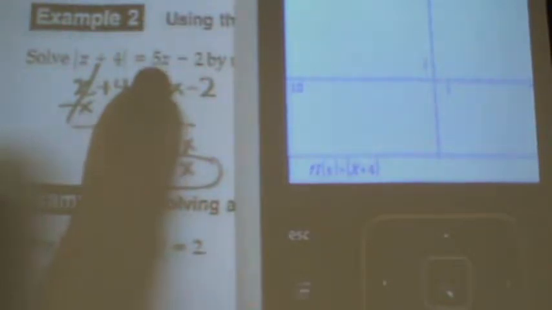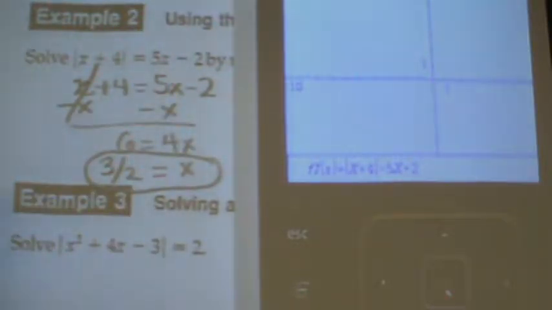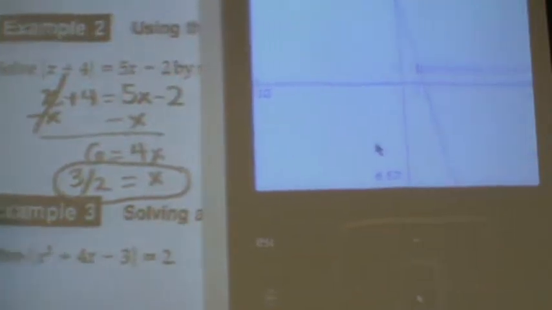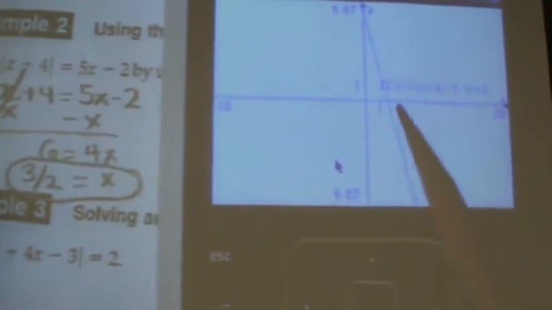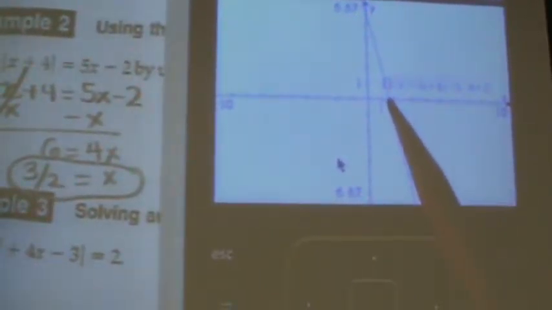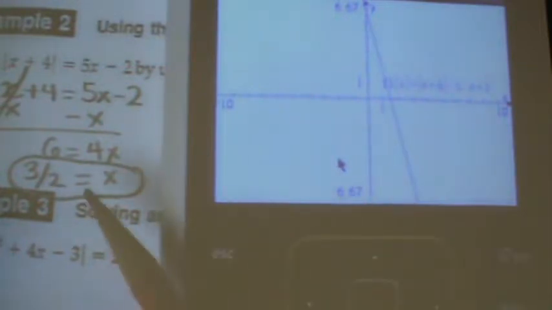And then outside of the absolute value, what are you going to type in? Minus 5x plus 2. Why? Because you want to set it equal to 0. Plus 2. Are you with me? Next, what do I do? Hit enter. Bang, there's your answer. Where is my answer? It's right there. Guess what that answer is? 1.5. Oh my god.